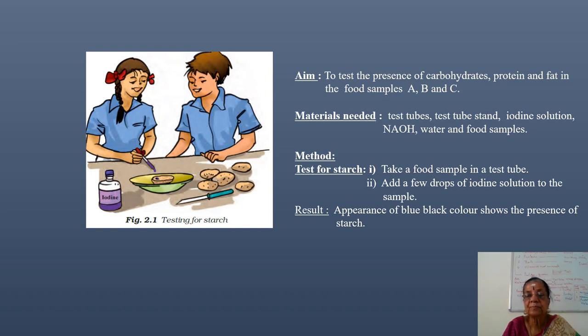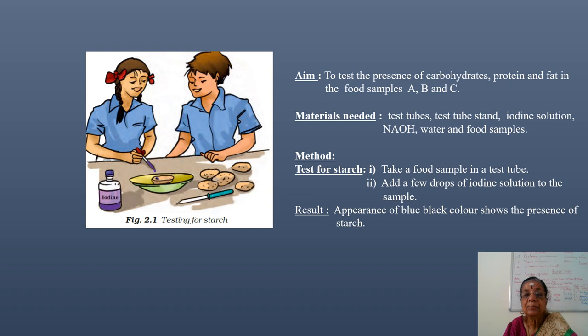I hope you understand. So here the method: we are doing the test for starch. In the blackboard, yesterday's protein test is there. So, test for starch. First you take a food sample in a test tube and add a few drops of iodine solution to the sample. If the solution turns blue-black, then it shows the presence of starch.